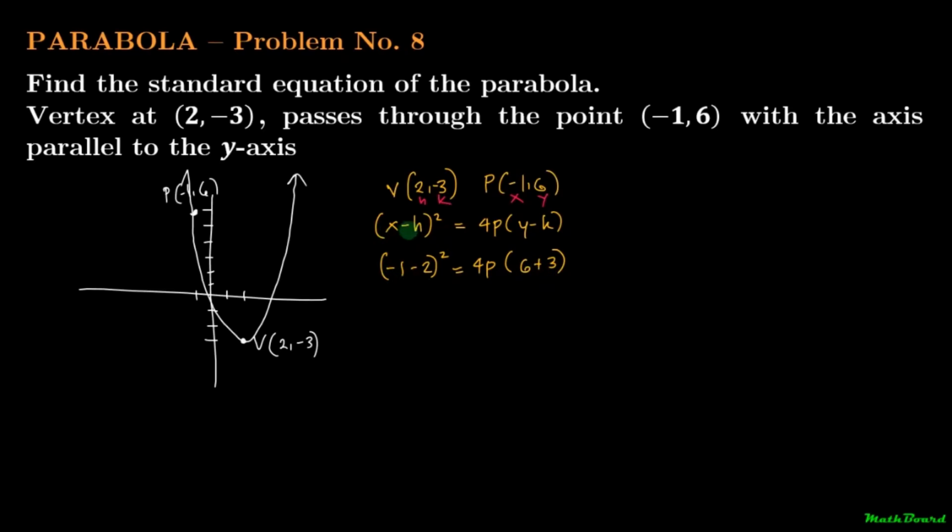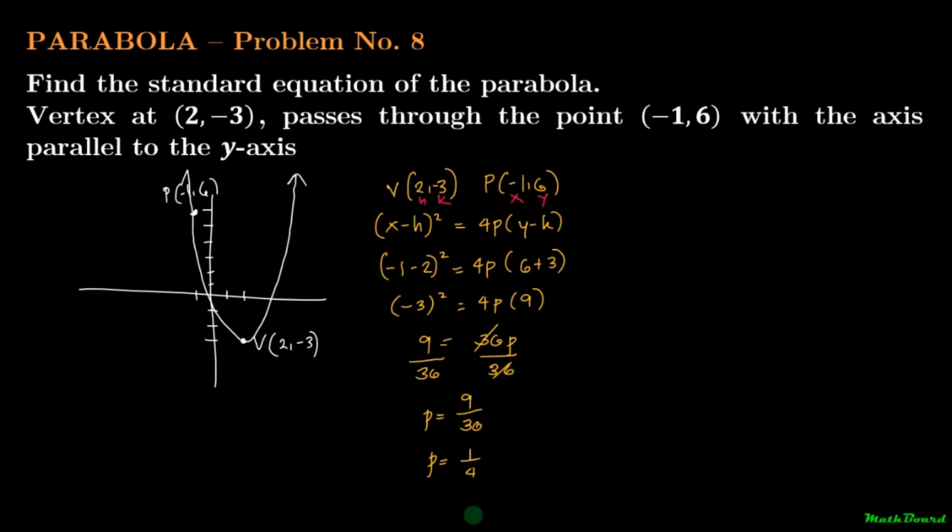We check again. So x is negative 1, correct. H is 2, so minus 2 squared equals 4p. Then, ang ating y is 6, correct. Then ang k, negative 3, so becomes plus 3. Negative 1 minus 2, that's negative 3 squared equals 4p. 6 plus 3, 9. Negative 3 squared is 9. Then 4p times 9, that's 36p. So dividing both sides by 36. So cancel. Therefore, p equals 9 over 36, or in lowest term, that's 1/4.